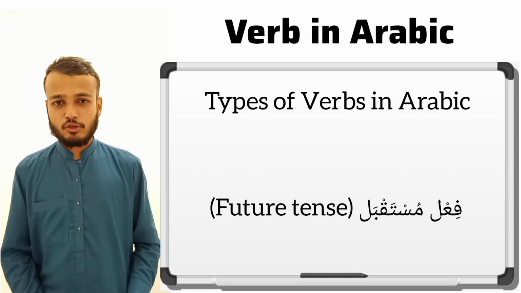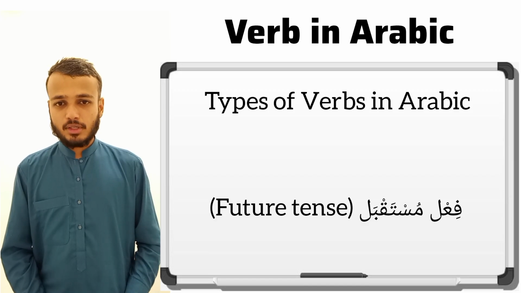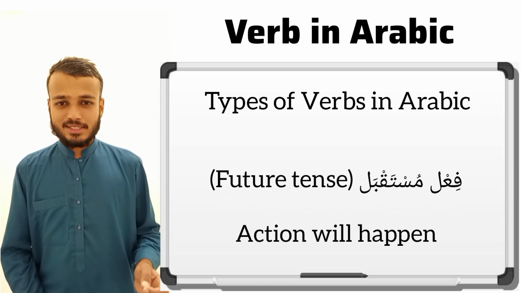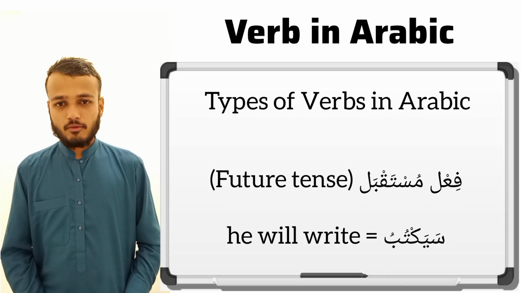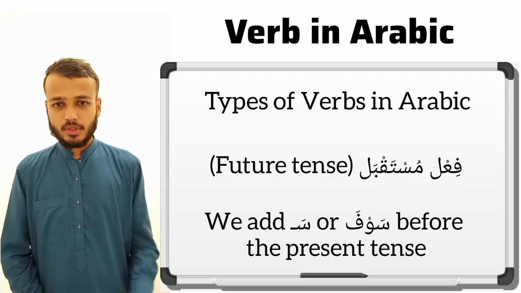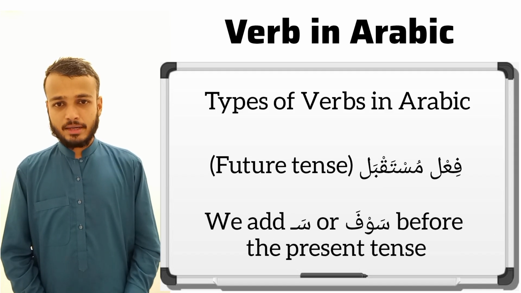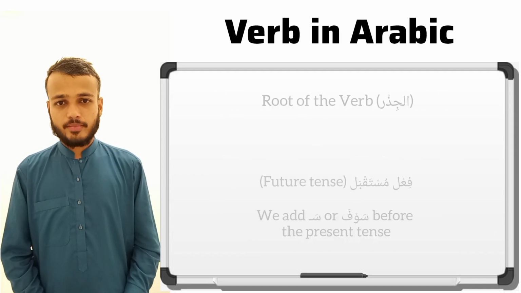And the third is future tense. Future tense means fi'l mustaqbal. Future tense is a tense that describes an action that will happen in the future. For example, sayaktubu, he will write. For future tense, we add sa before the present tense.